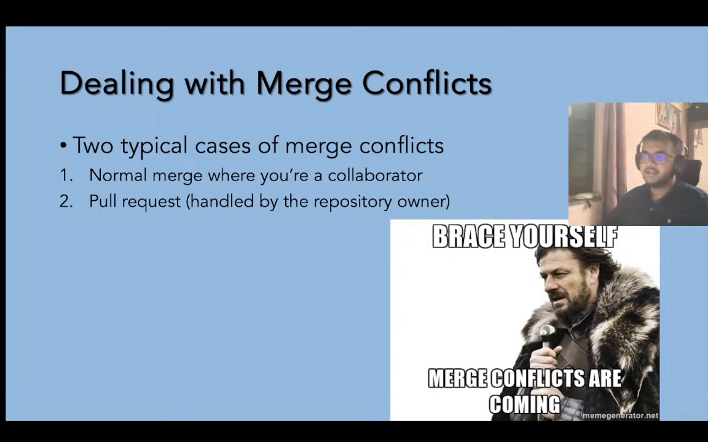There are basically two typical cases of merge conflicts. There is a normal merge when you are a collaborator, and then the pull request that has been made by someone else to the repository owner.